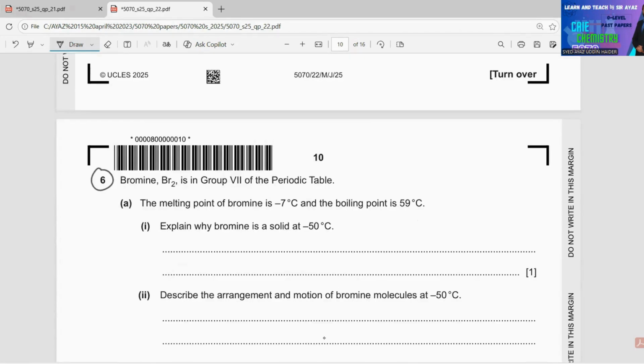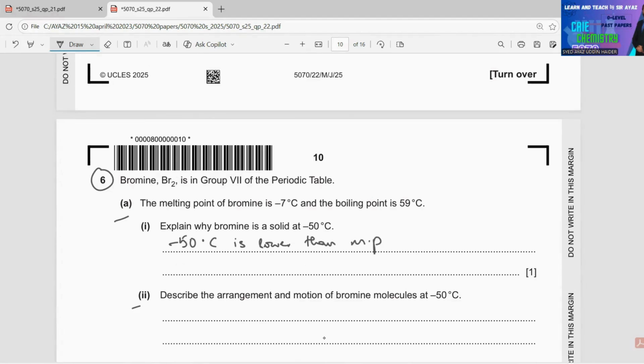Question number 6. Bromine Br2 is in group 7 of the periodic table. A. The melting point of bromine is -7 degrees centigrade and the boiling point is 59 degrees centigrade. 1. Explain why bromine is a solid at -50 degrees centigrade. Simply what you have to do, refer the melting point of bromine. -50 degrees centigrade is lower than melting point. So you can write the melting point of bromine.